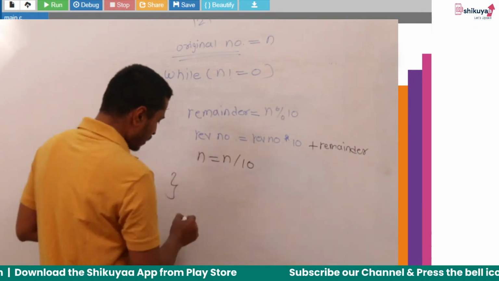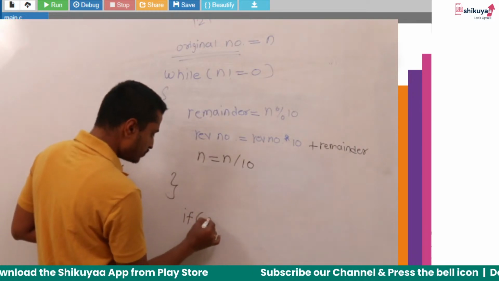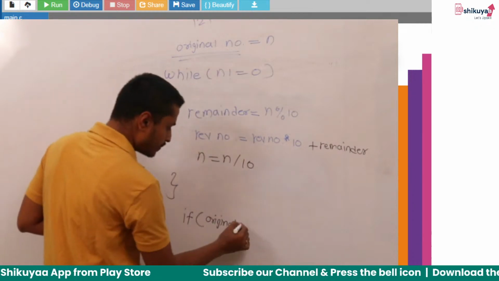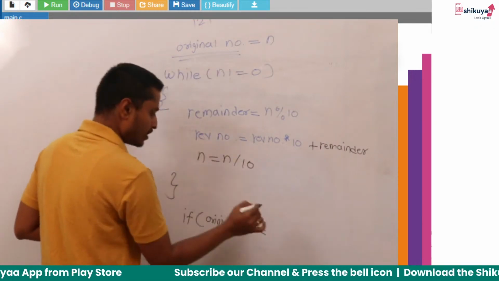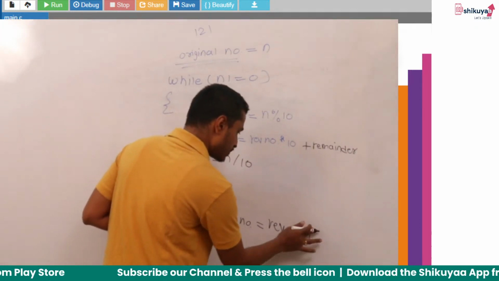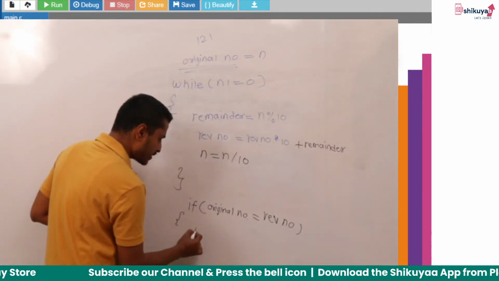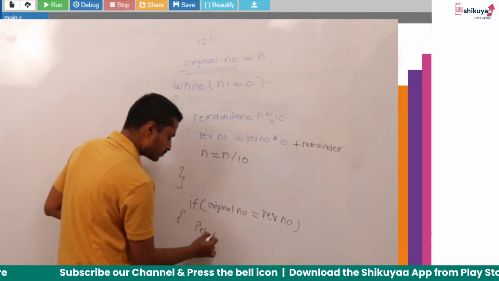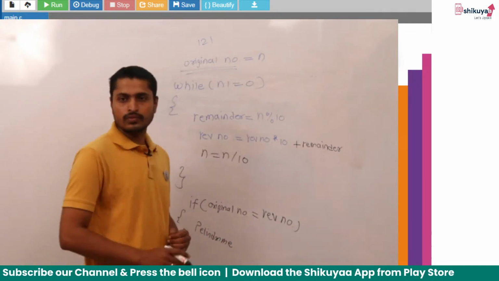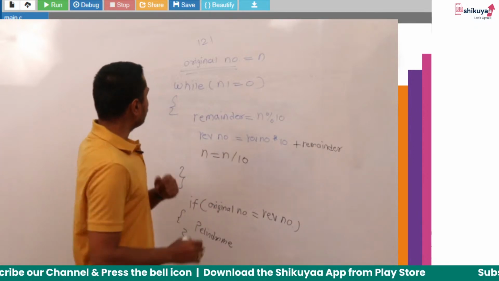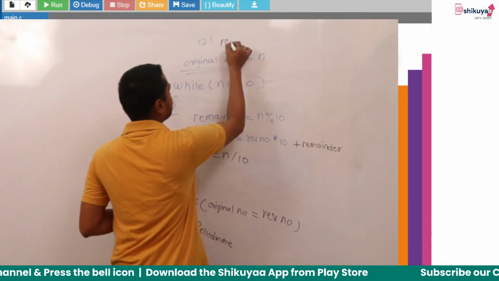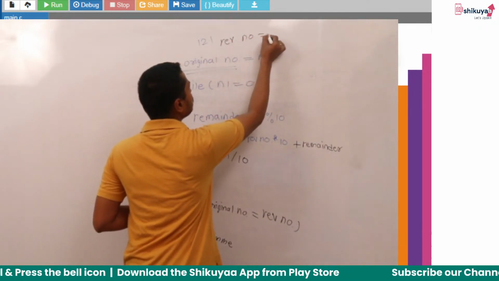After that, if this original number is equal to this reverse number, then we have to print it as palindrome. Else it is not. What is important, first of all, we have to initialize this reverse number to 0. Reverse number is equal to 0.